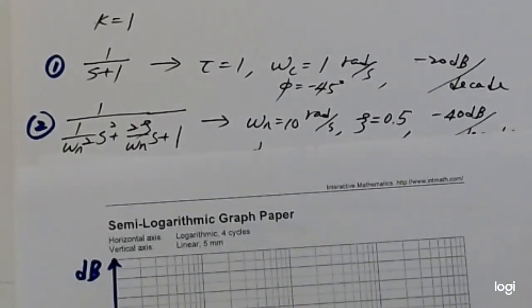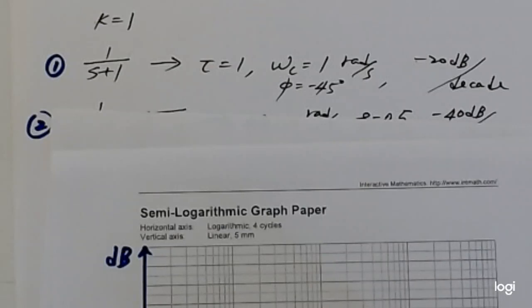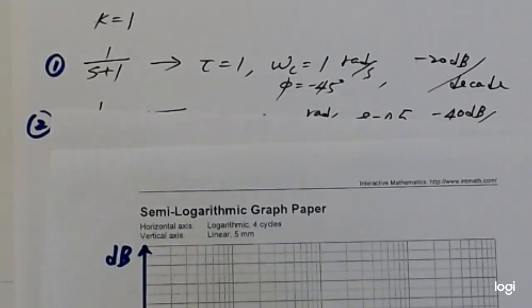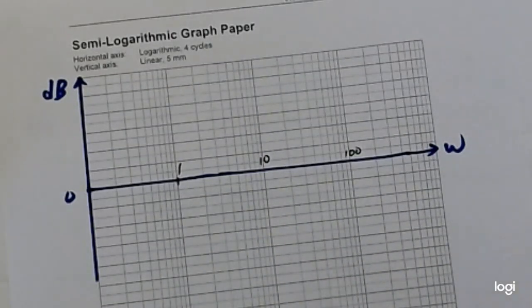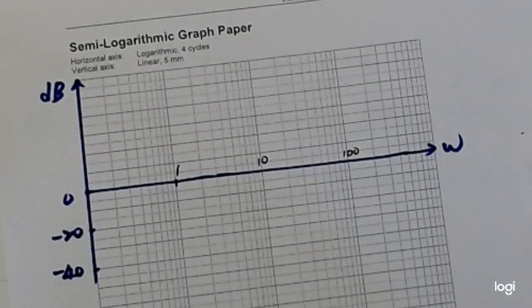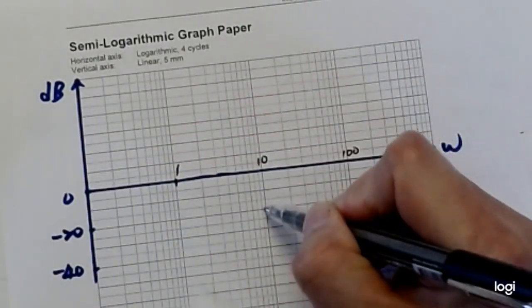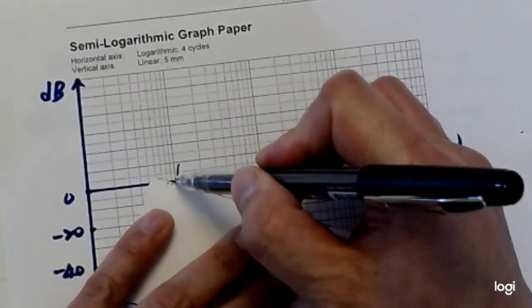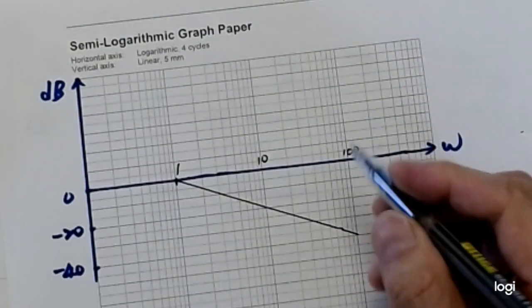Now case 1, you have cutoff frequency at 1. Let's say 1, cutoff frequency 1, so 10, 100, and this is minus 20, minus 40. So for the first one, before that it's flat, and from 1 to 10, minus 20 dB per decade. That's the first one.